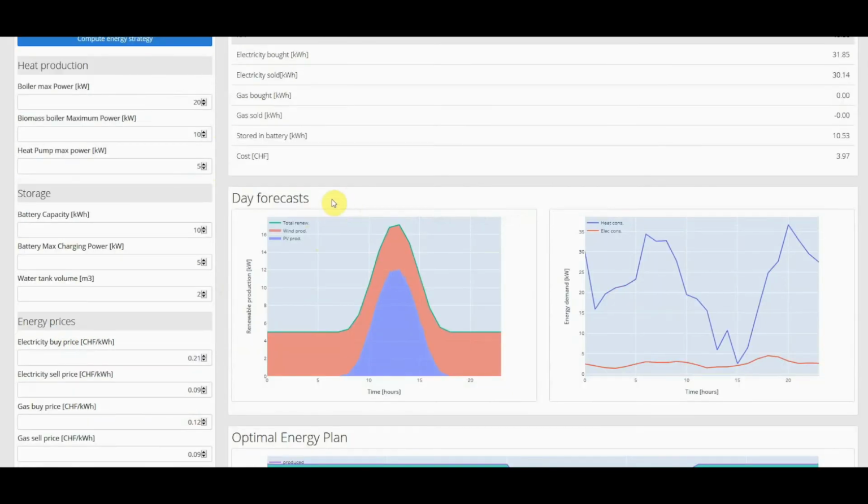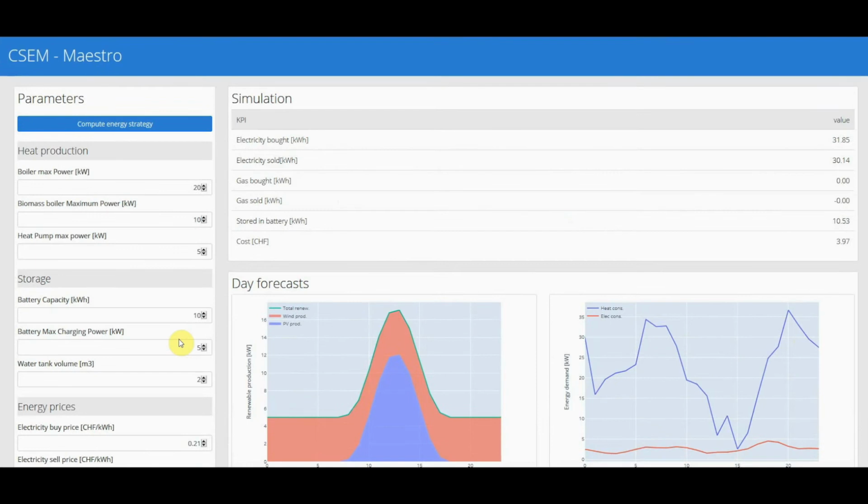On the right-hand side, in the Day Forecast tab, you can see the forecast for the renewable energy production and for the heat and electricity demand for the next day. These forecasts, together with the physical parameters and the energy prices, are used by Maestro in order to compute an energy strategy that minimizes the energy cost for the next day.